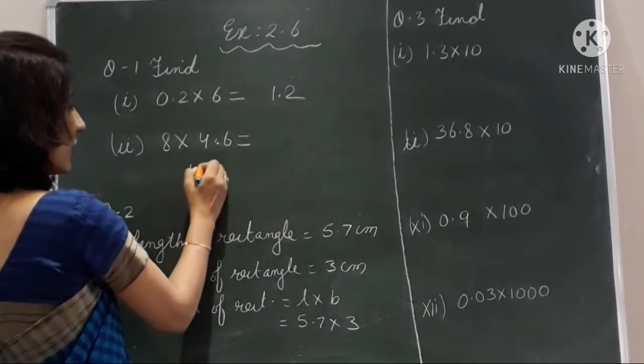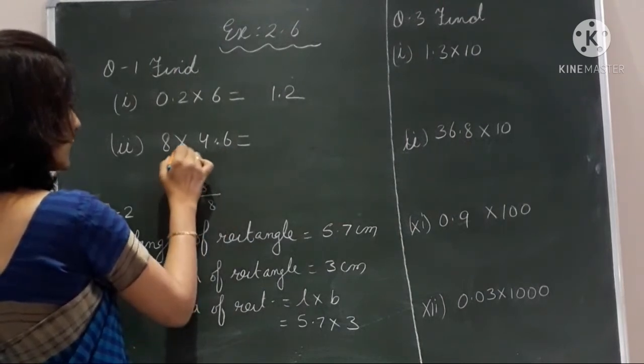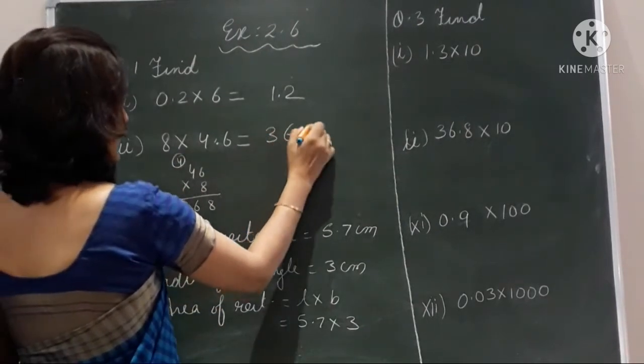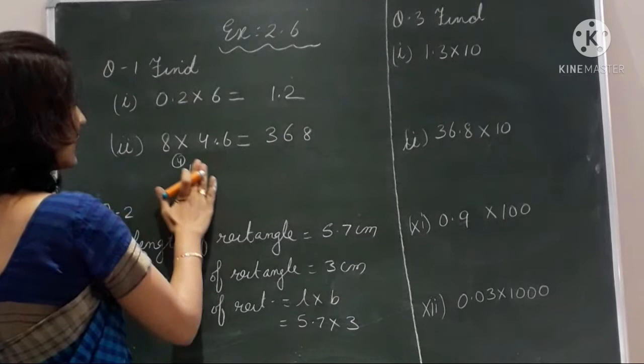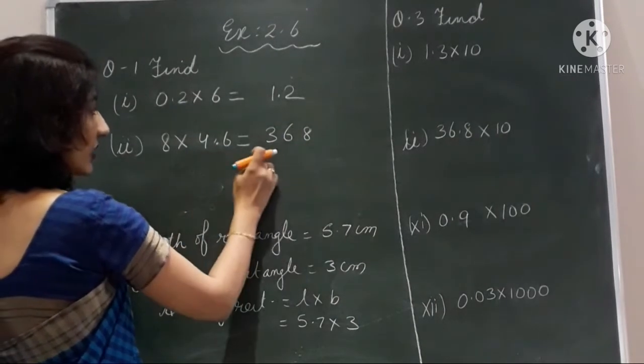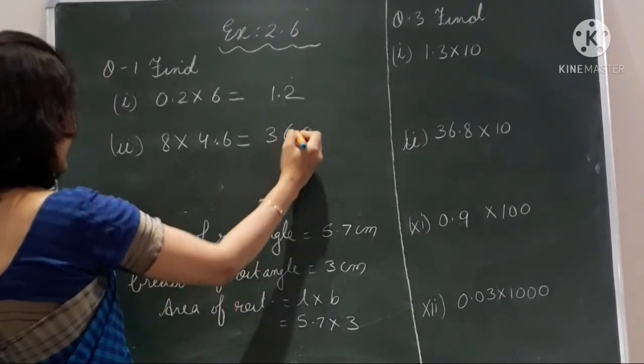Second is 8 multiplied by 4.6. So multiply 46 into 8. 8 6s are 48, carry 4. 8 4s are 32 and 4, 36. So it will be 368. Now, where will the decimal come? After the decimal, you can see there is only 1 digit. Starting from the right hand side, leave 1 digit and put the decimal. Remaining parts you try yourself.